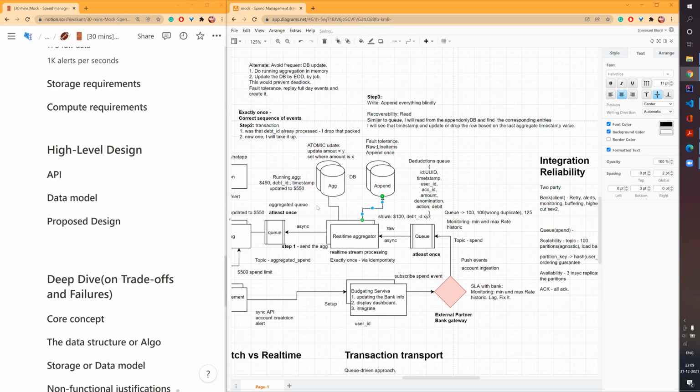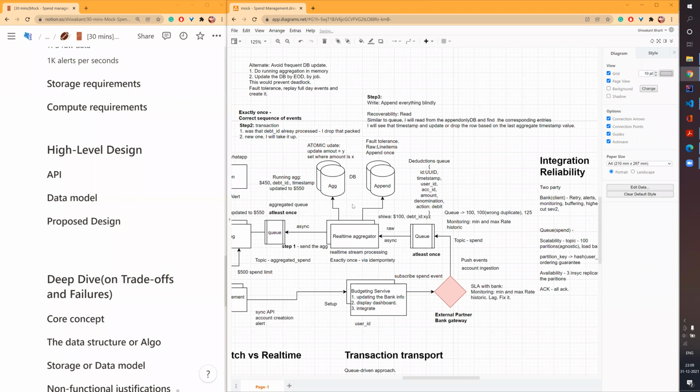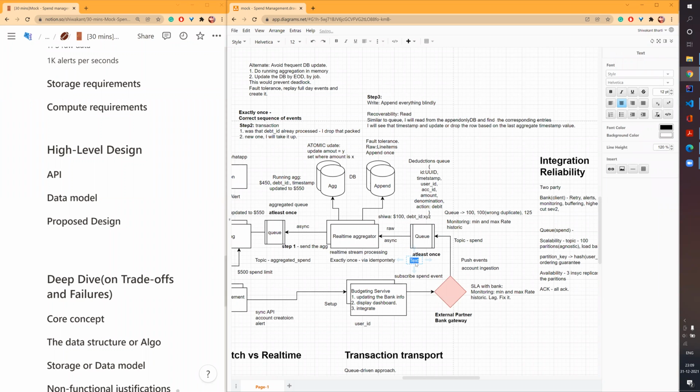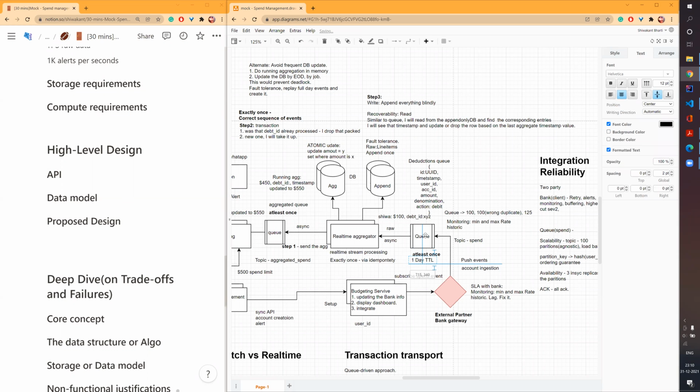I have one question. Instead of append, why don't you use the queue itself, to go back and read from the queue? The queue may have certain constraints. For example, what if the queue has just a 1 day TTL? It could very well happen that this queue is not owned by us. It could be owned by the bank, and we are just the consumer of it. There we cannot even control the TTL.